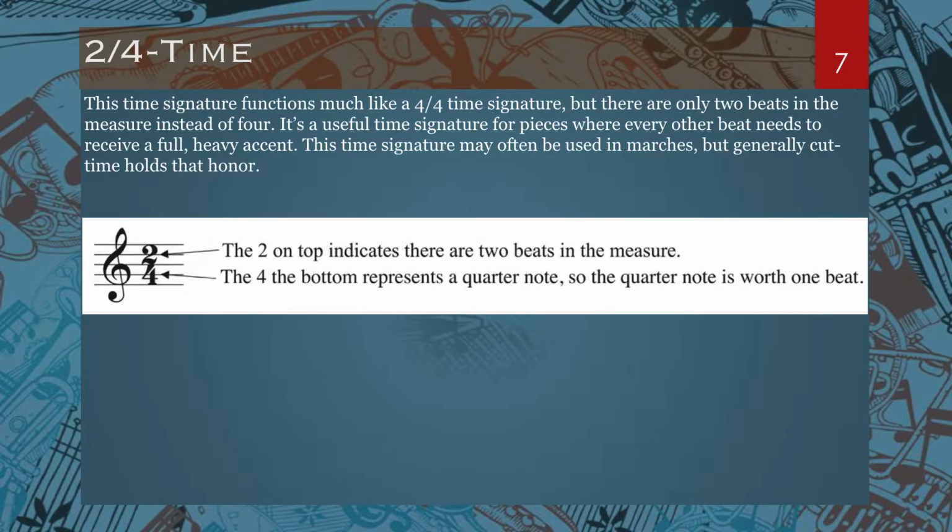Another pretty common time signature is 2/4. It's a lot like 4/4, the only difference is there's only going to be 2 beats in each measure. The quarter note is still going to be worth 1 beat, but you're only going to have 2 quarter notes per measure. This time signature is often used in marches, but generally, if you're going to have a march, they're going to write it in cut time.